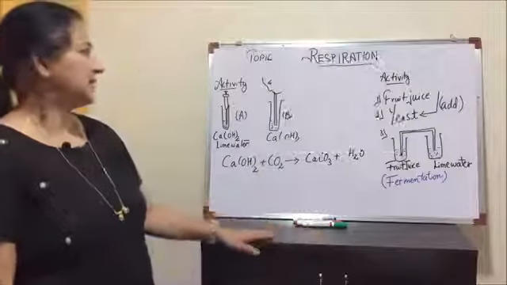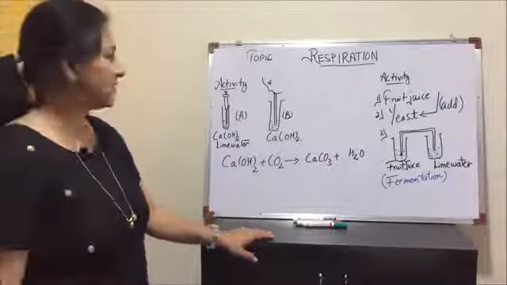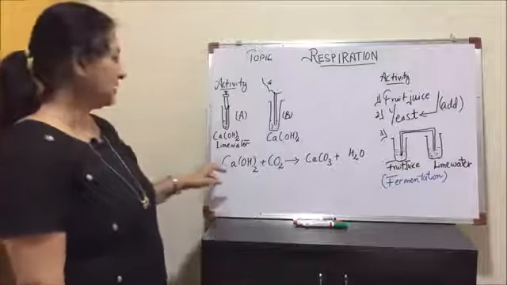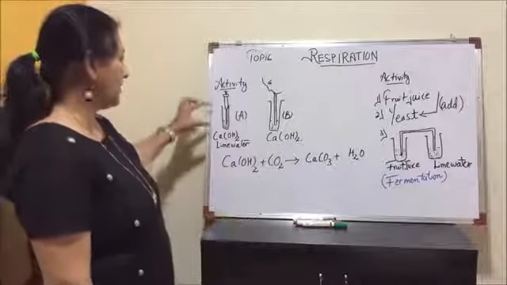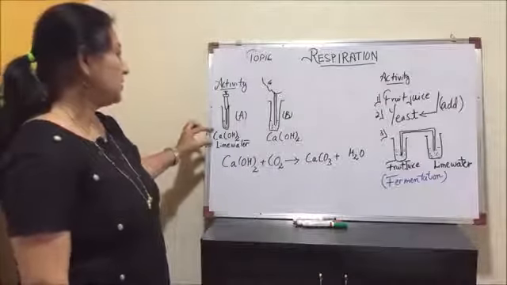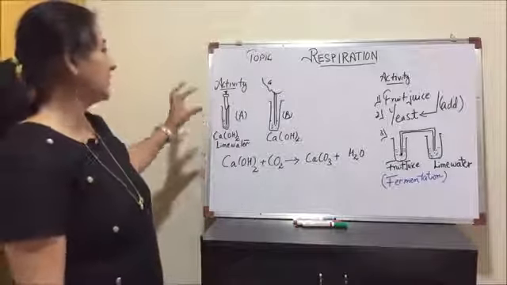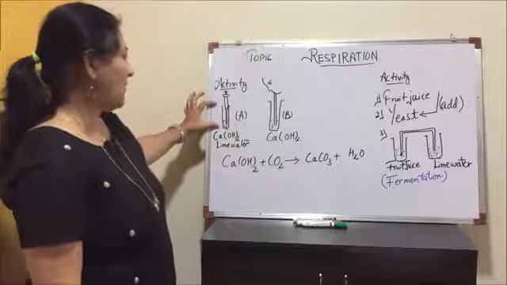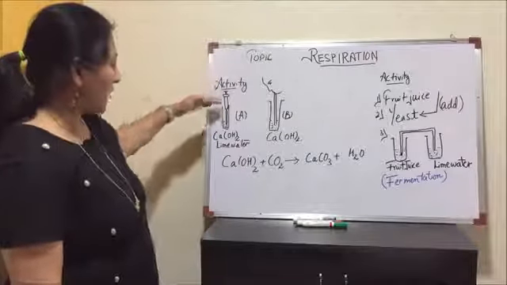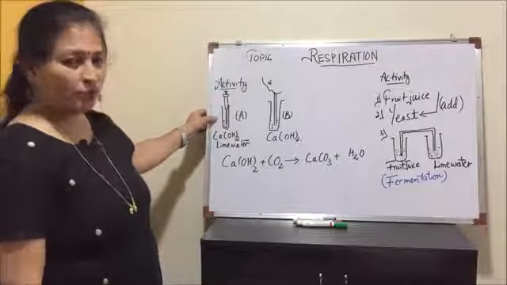Okay, so in this respiration, first I would like to take two activities. In the first activity, which is given in your book, I have taken lime water. Lime water is calcium hydroxide, we also call it slaked lime. In this test tube I have taken lime water, and through this syringe I am passing air in the lime water. This is my test tube A.